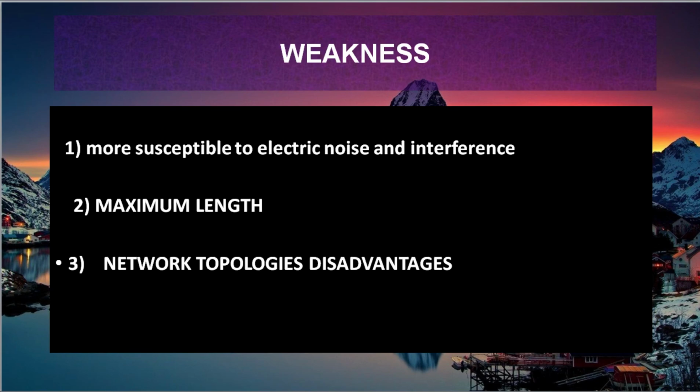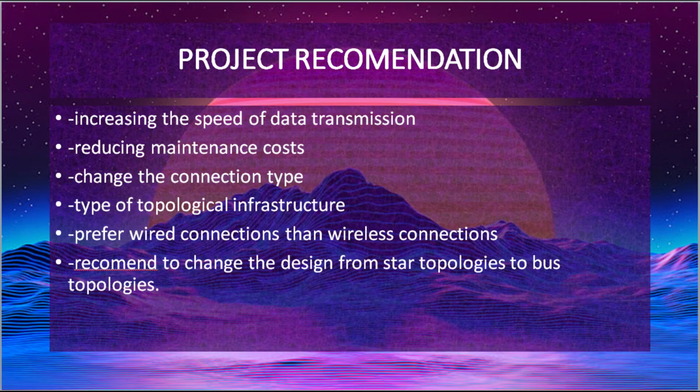Project recommendation. So for the project recommendation, in the future, my team thinks there are several ways to improve the network structure by increasing the speed of data transmission or reducing maintenance costs. We plan to change the connection type as well as the type of topological infrastructure to one that is easier to maintain and cost effective. So for the connection type, we prefer wired connection over wireless connection.